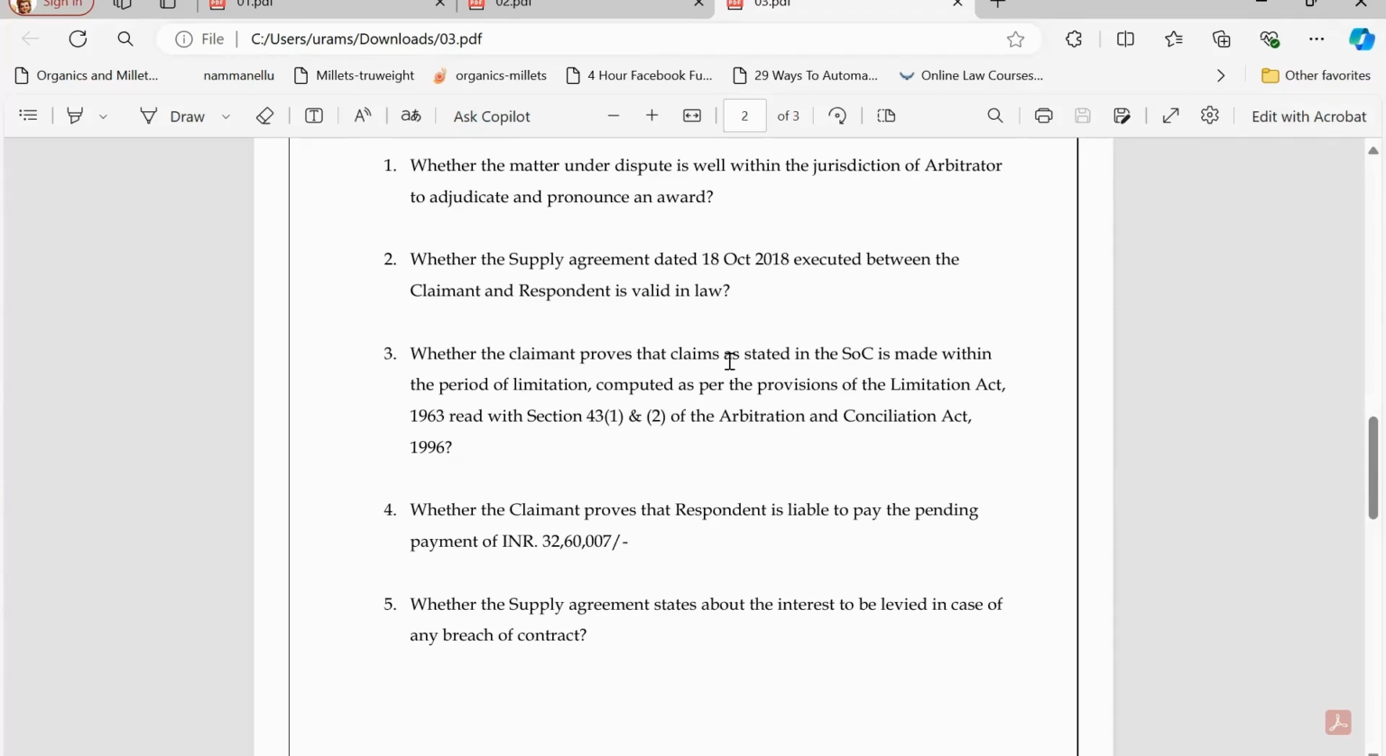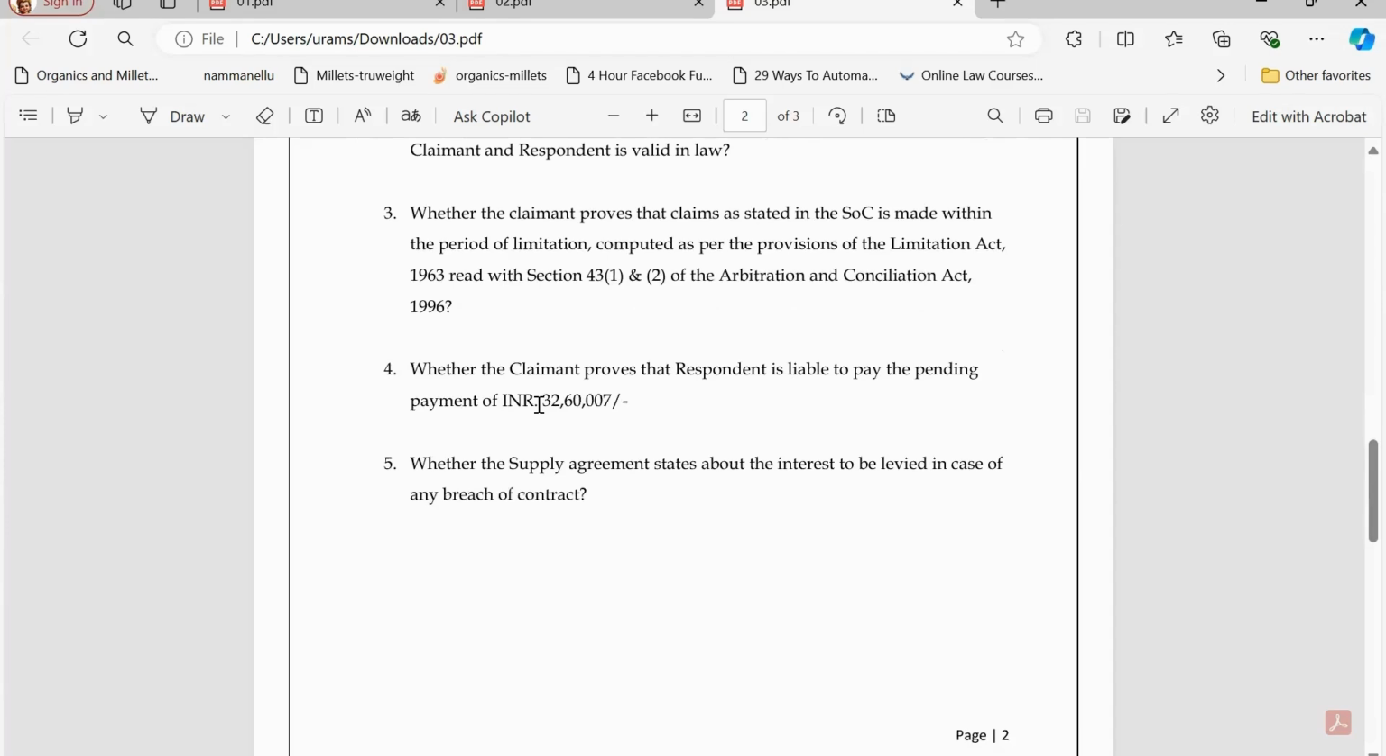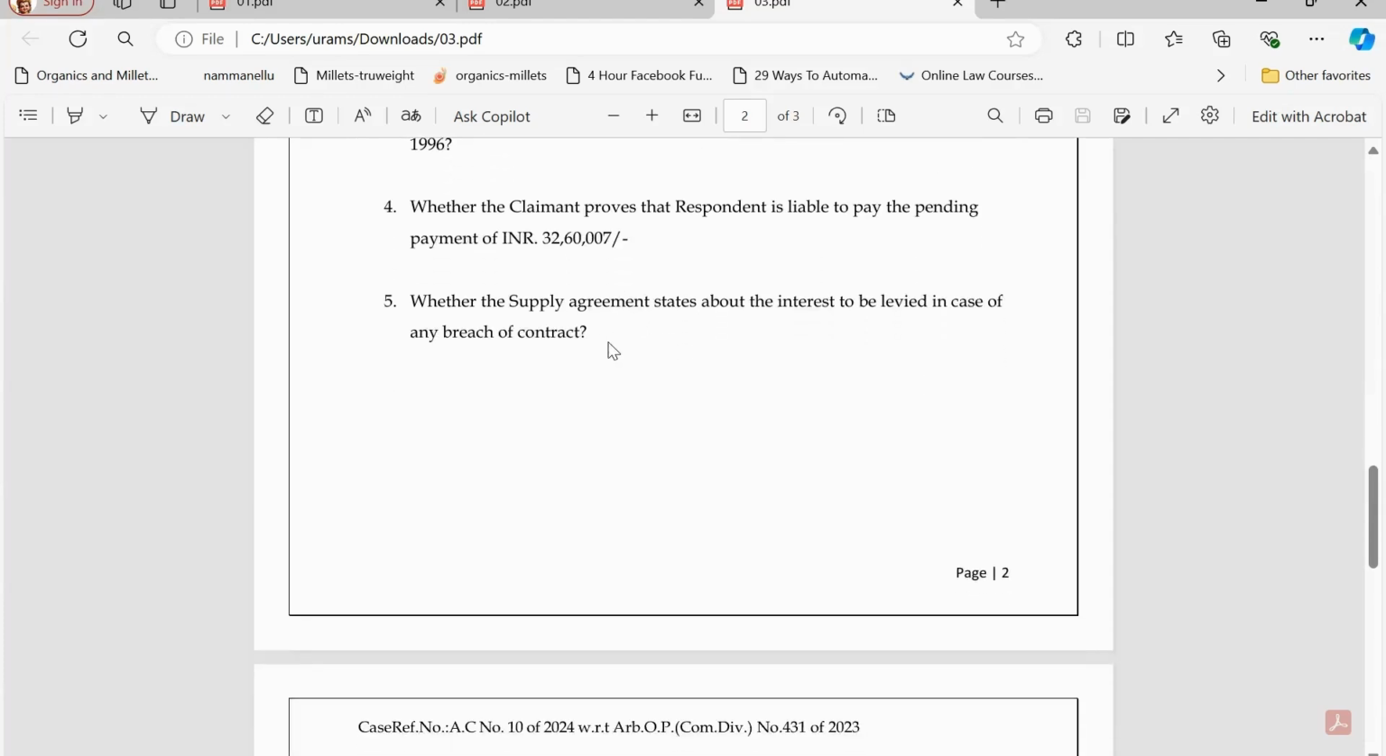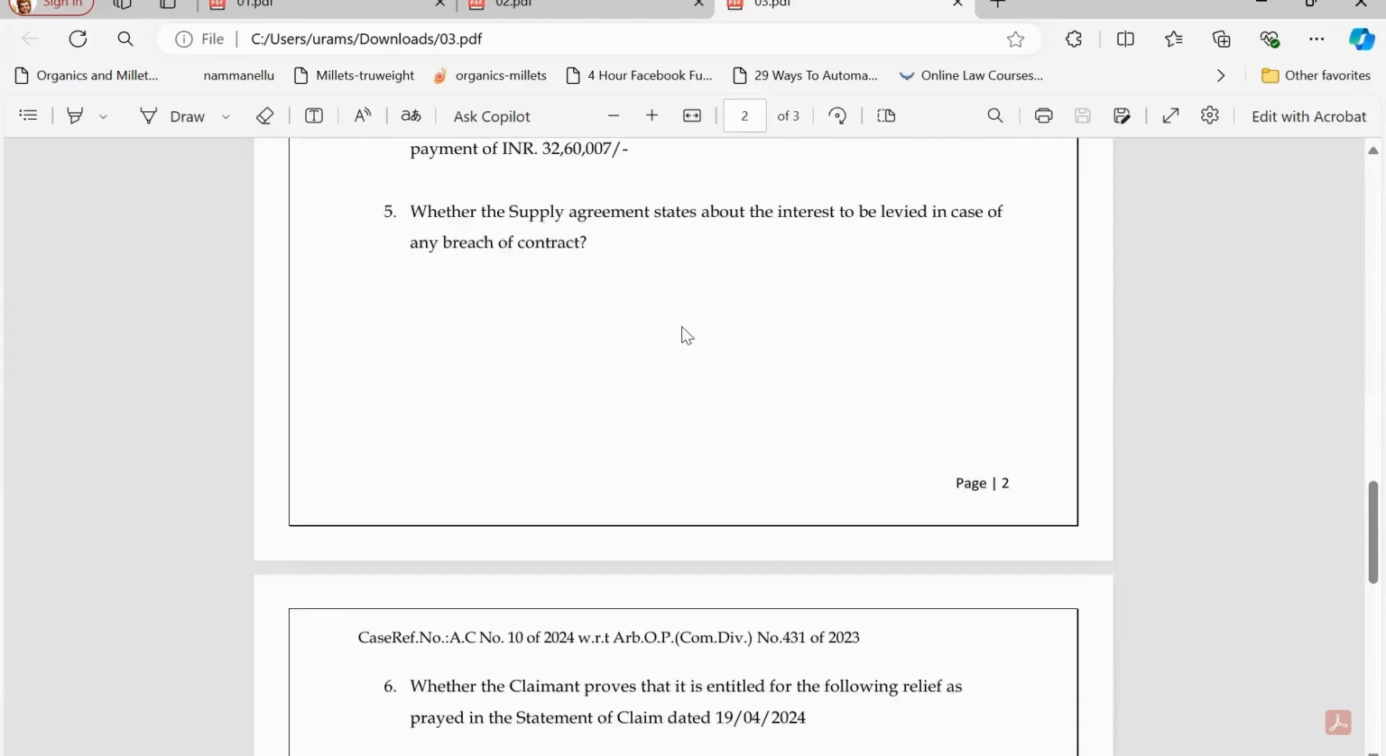and whether the claimant proves that the claims stated in the SOCs are within the limitation period. So that will be checked. And whether the claimant proves that the respondent is liable to pay the pending amount of rupees. This is the claim amount in this case. And whether the supply agreement states about the interest to be levied in case of breach of contract.